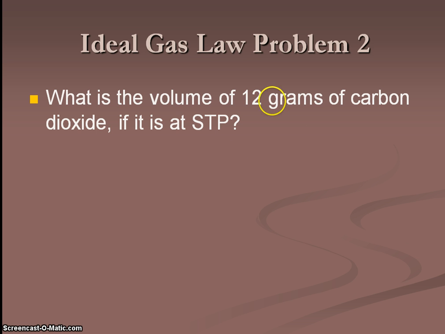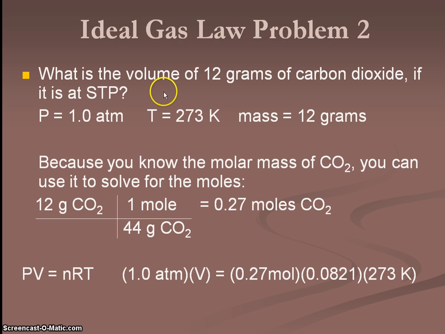But notice what is given to us. It says that we have 12 grams of CO2. So at this point in your chemistry knowledge, you should be able to realize that you can convert grams into moles. Here are the three things that we know from the question. Because you know the molar mass of CO2, you can use that to solve for the moles. So we have 12 grams. The 44 came from the periodic table. We have 2 oxygens, 2 times 16 is 32, plus 12 more from the carbon should be 44. So 44 grams per mole, divide that through, and that'll give you your moles.